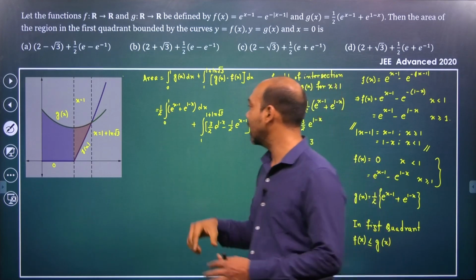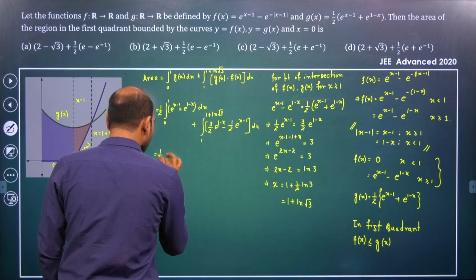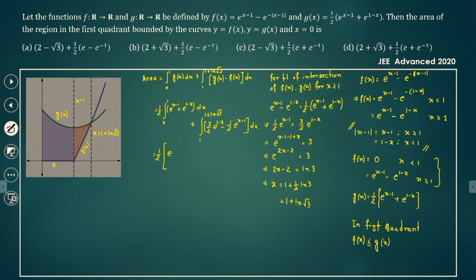So therefore we can directly write it straightly as 1/2 e^(x minus 1). If I consider 1 minus x as z, it will be minus, so therefore e^(1 minus x). That's the easiest way to go ahead. Otherwise you can use substitution as well.